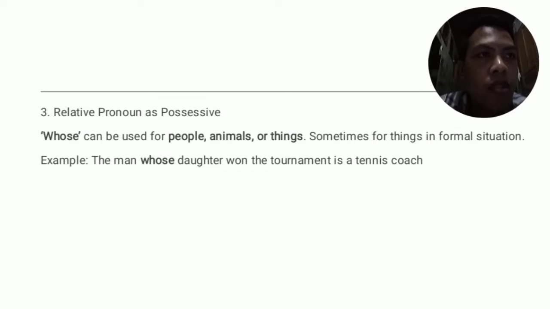Number 3. Relative pronoun as possessive. Whose can be used for people, animals, or things, sometimes for things in formal situations. Example: the man whose daughter won the tournament is a tennis coach.